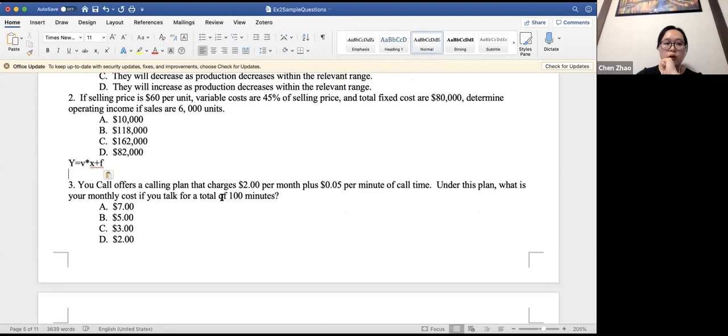Your carrier offers a calling plan that charges $2 per month plus 5 cents per minute of call time. Under this plan, what is your monthly cost if you talk for a total of 100 minutes? Could you please do that now and tell me your answer? Or maybe we can write down the cost function together. Okay, so Y equals V times X plus F, and what is our V?